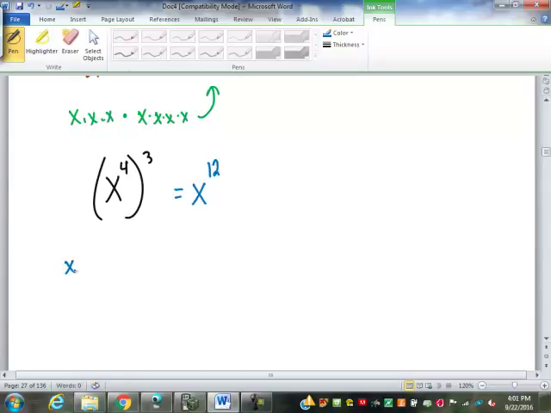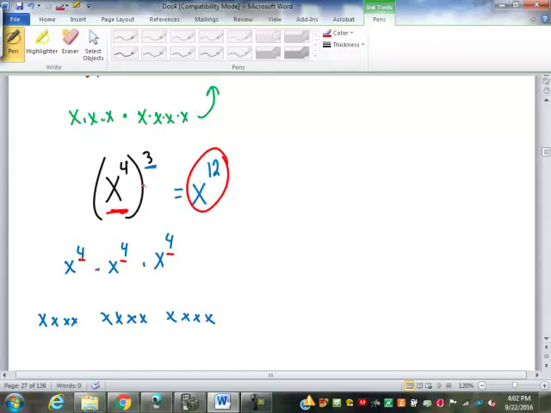What's happening there is you have x to the 4th times x to the 4th times x to the fourth. That third power means there's three of them being multiplied together. I could write them all out now. You know, 4 x's is there, 4 x's is there, and 4 x's is there. You could count them out and get 12 of them. Or you could just look at, we're multiplying, so we're going to add powers. 4 plus 4 plus 4 is 12. So when we have an exponent that is raised to another power, the powers just get multiplied.